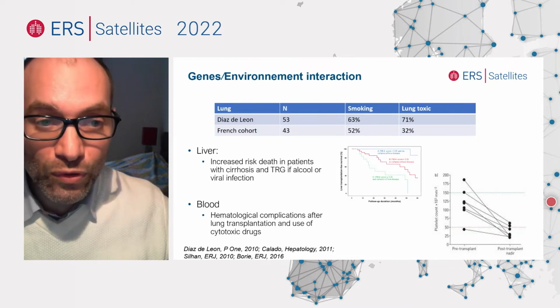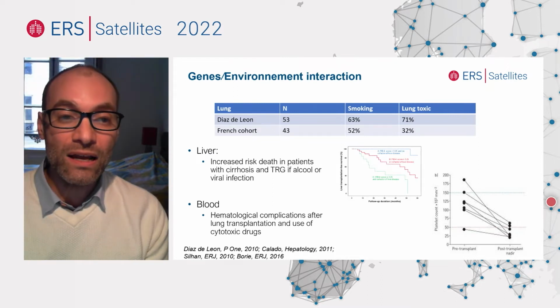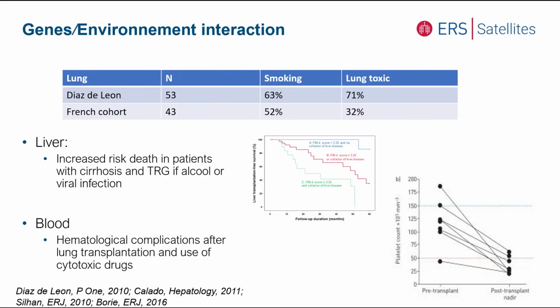And what is important for those patients is that environmental factors are important. We discussed earlier the environmental risk factors. It's super important for telomere-related gene mutation. Indeed, interestingly, at least 60% of the patients with telomere-related gene mutation and pulmonary fibrosis report smoking or evident lung toxicity. It is also true for the liver disease associated with telomere-related gene mutation.